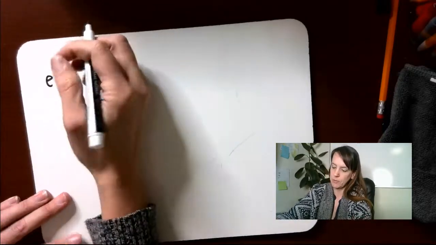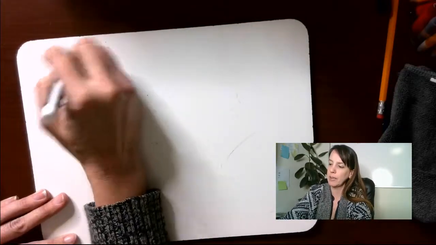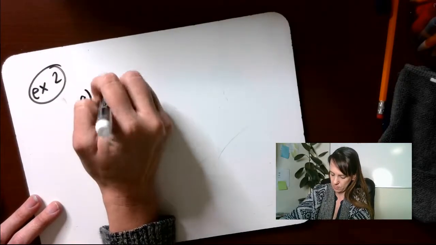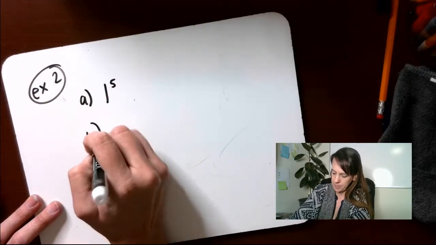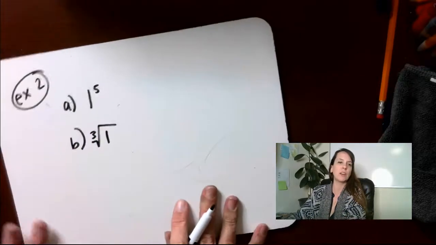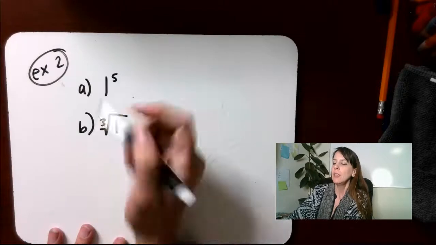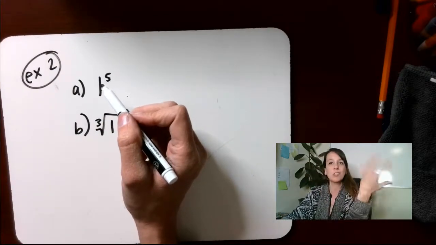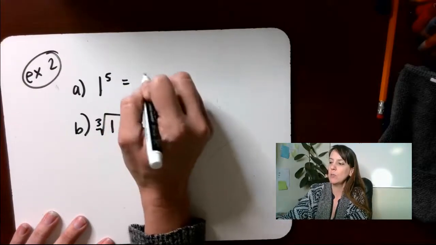Let's look at example number two. If you're following along, like I said, I'm on page 145. So let's say A is 1 to the 5th power, and B is 3 to the 1 power. I love 1, or I'm sorry, the cube root of 1. I love 1 because 1 to the 5th power is 1 times 1 times 1 times 1 times 1, which is all 1. So this equals 1.